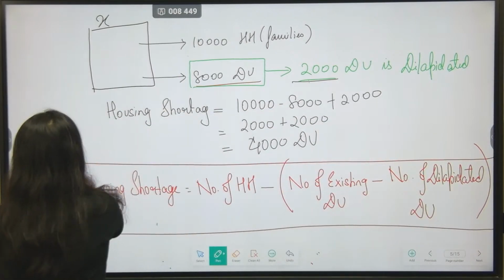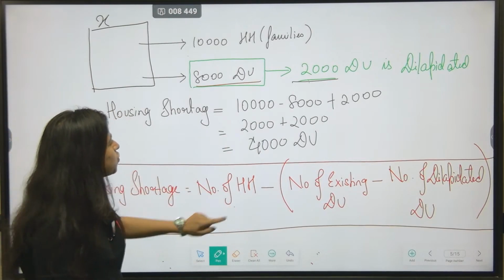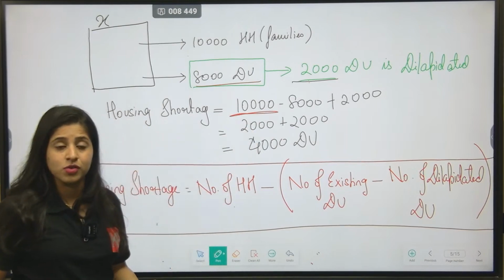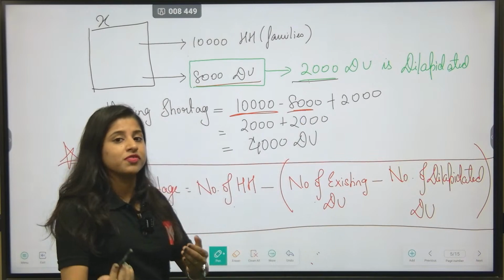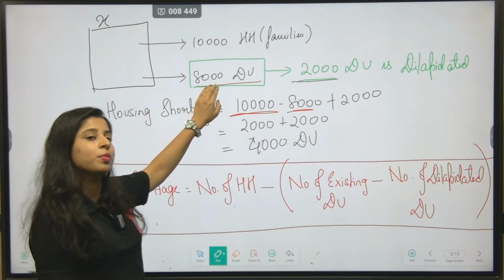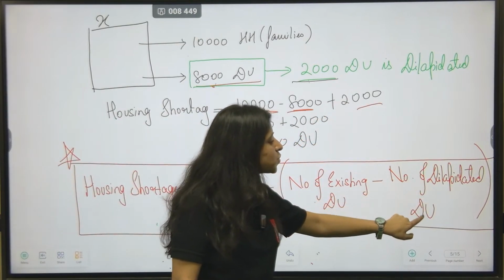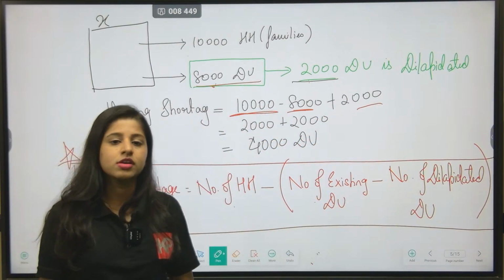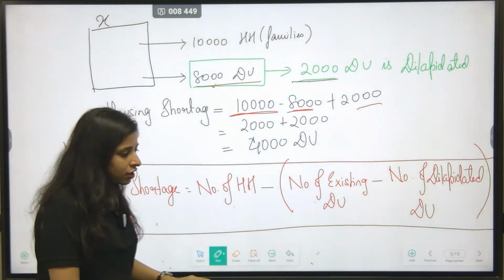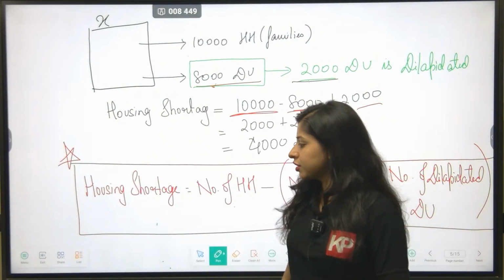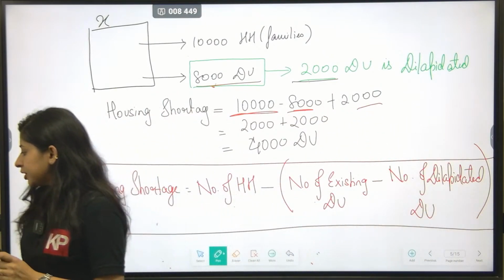This is not something out of thin air. Number of households is 10,000, minus number of existing dwelling units, 8,000, which is how many dwelling units are there at this particular point, and 2,000 is the number of dilapidated dwelling units. So we can convert it into a formula. This is the formula of housing shortage. Any kind of question can be solved just by using this formula. I hope it is clear to everybody.